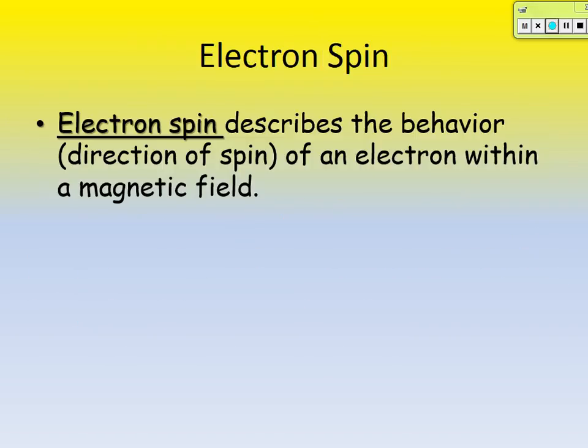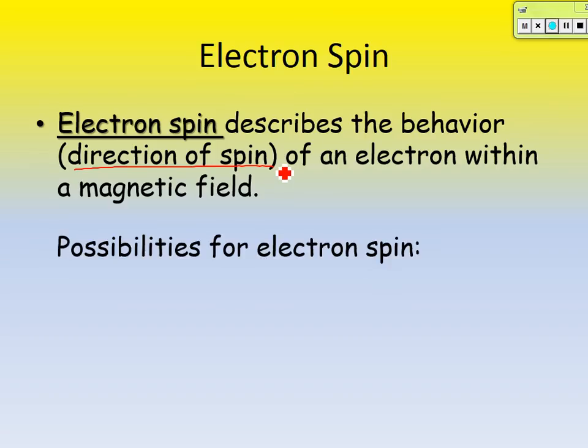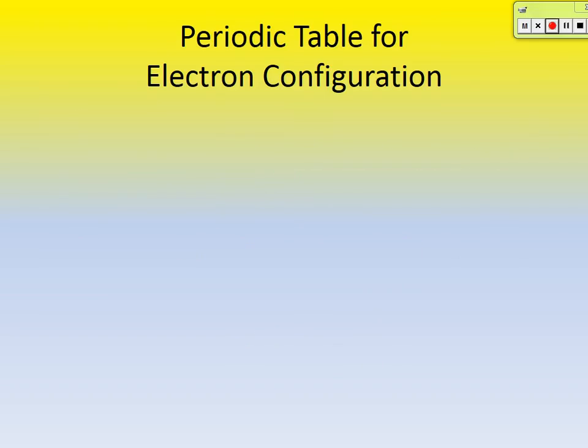Okay, electron spin. The electron spin describes the behavior or the direction of the spin of an electron within a magnetic field. Possibilities for electron spins are either plus 1/2 or minus 1/2. So they spin in opposite directions. They can either spin one way or the other way. And we'll talk more about electron spins and how that comes into effect next video.